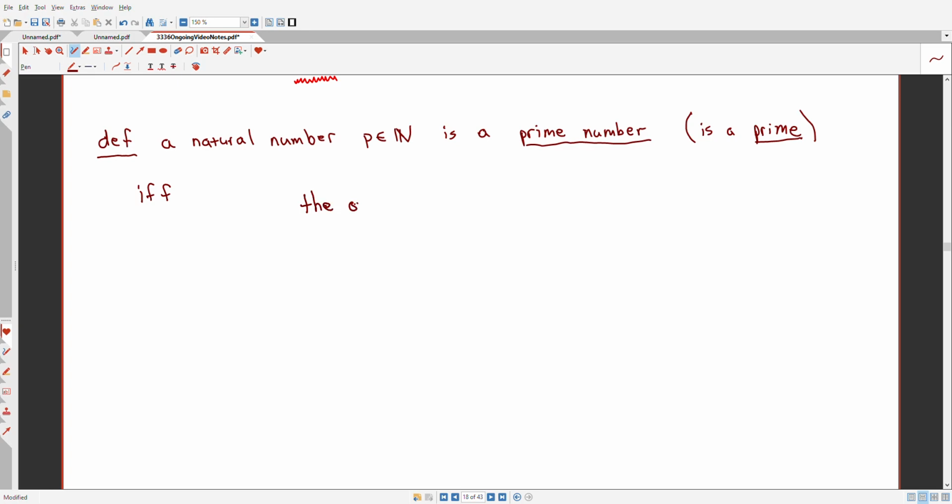The only positive divisors of p are the number 1 and p itself. This is probably the definition of prime that you're used to. This captures the way you've thought about this word in the past, right?